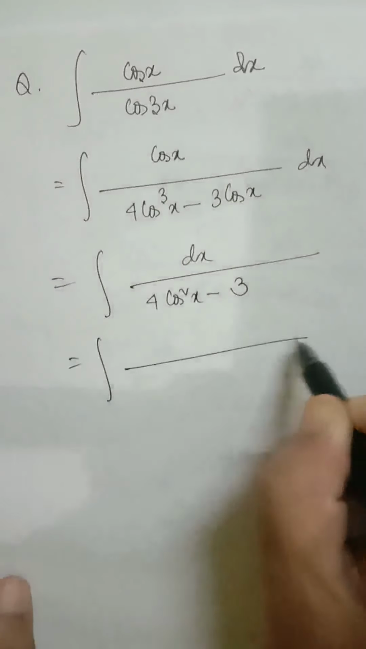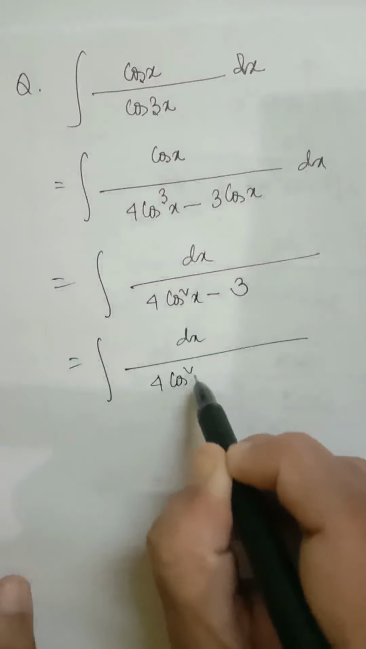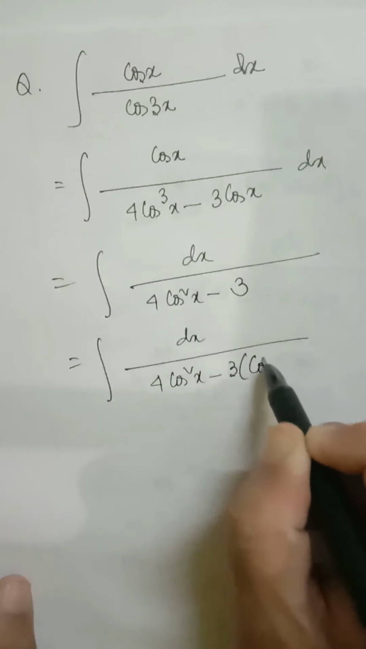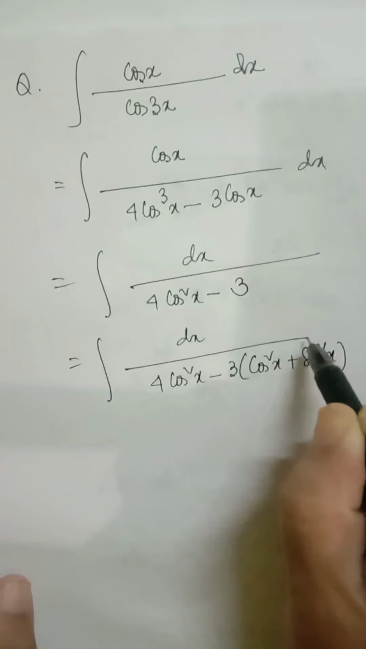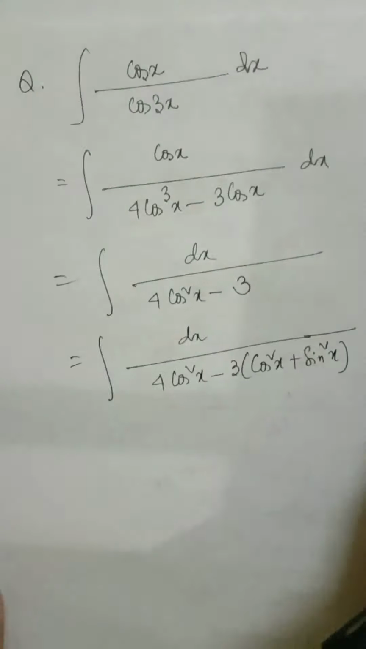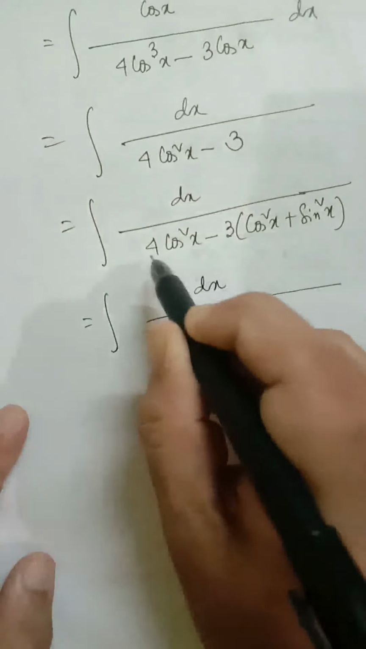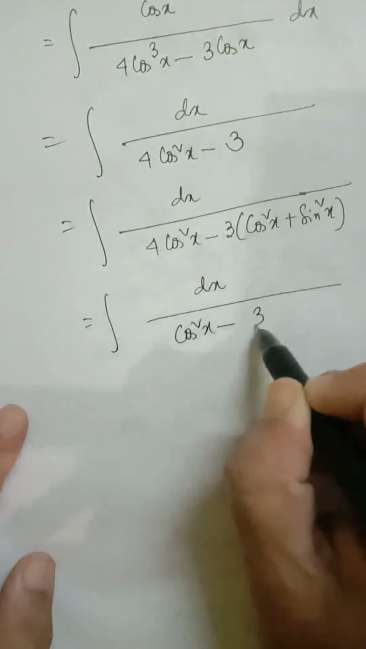And in the next step, just like the last question, we will write 3 in this form: 3 into cos square x plus sin square x, as cos square x plus sin square x is 1. So 3 into 1 is 3. So it will be dx by 4 cos square x minus 3 cos square x minus 3 sin square x, that is cos square x minus 3 sin square x.